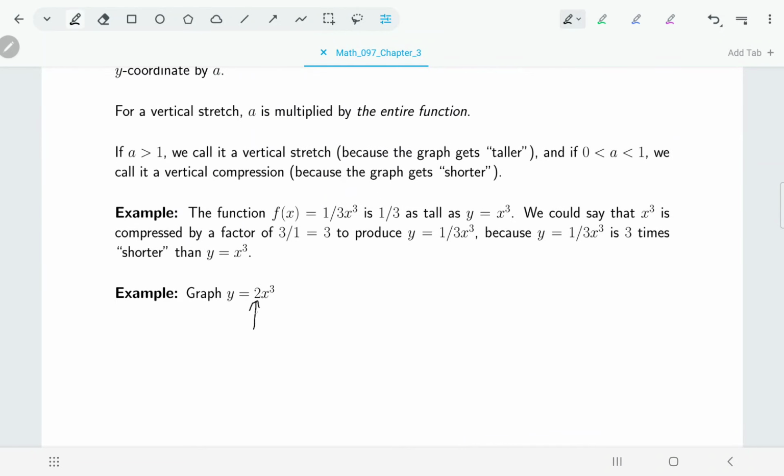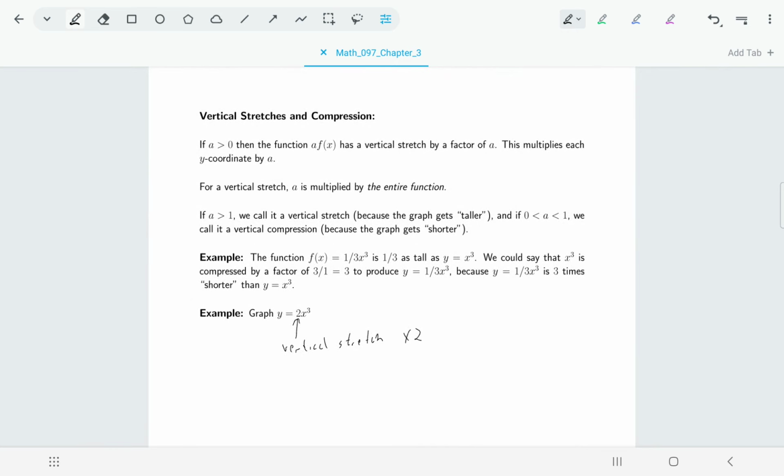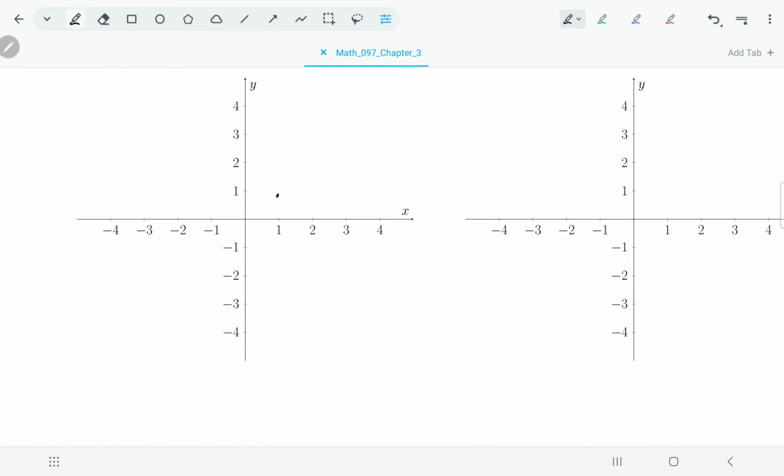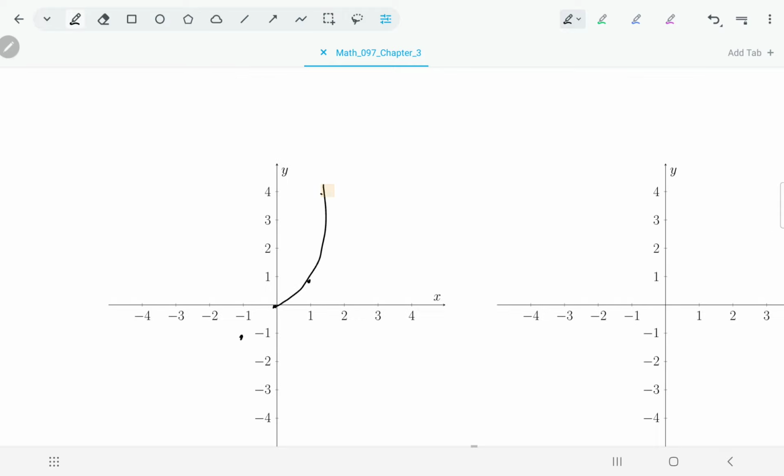Anyhow, what we're going to be doing is this graph of y equals 2x cubed. So I know that this is a vertical stretch by a factor of 2. So I know that I'm going to be taking all of my y values and multiplying them all by 2. So I'll begin by first graphing my basic shape, y equals x cubed, which goes through 1, 1, 0, 0, and negative 1, negative 1.